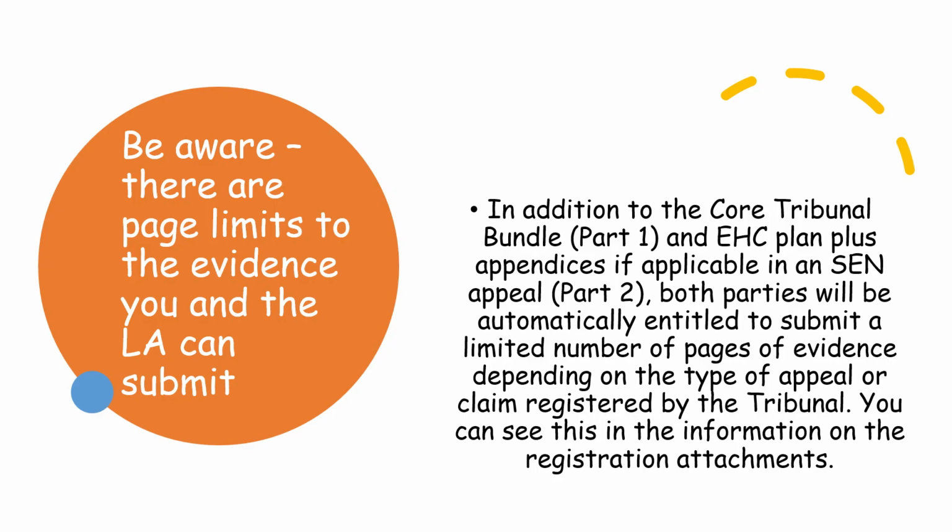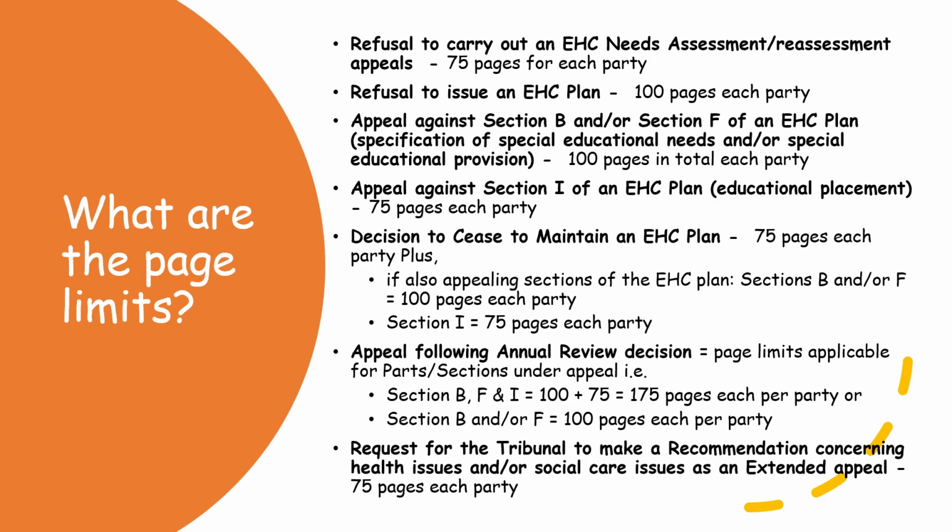It's important that you are aware there are page limits to the evidence you and the local authority can submit. In addition to the core tribunal bundle, which is part 1, and EHC plan plus appendices if applicable in a SEND appeal, part 2, both parties will be automatically entitled to submit a limited number of pages of evidence, depending on the type of appeal or claim registered by the tribunal. You can see this in the information on the registration attachments. So what are the page limits? The page limits are different dependent on the type of appeal that you have registered.